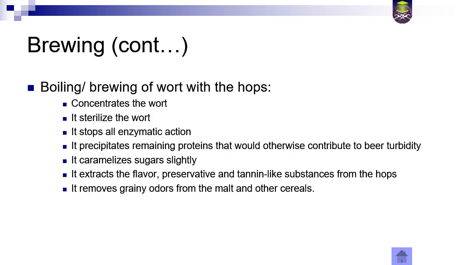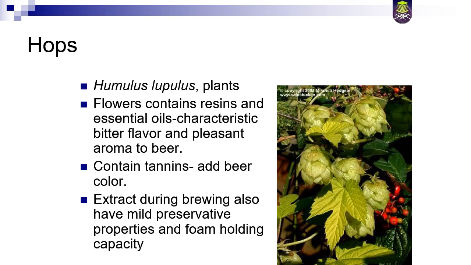Okay, boiling and brewing of wort with the hops also will concentrate the wort, and it will extract the hops, and it stops all enzymatic action, and it precipitates remaining protein that would otherwise contribute to beer turbidity, and it also caramelizes sugar slightly, and it extracts the flavor and preservative and tannin-like substances from the hops, and it removes grainy odor from the malt and other cereals.